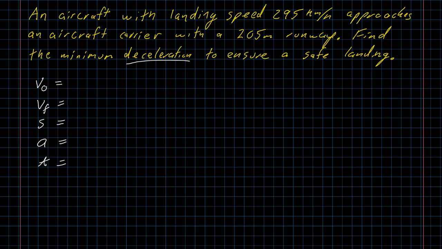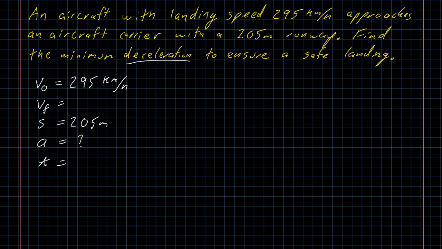Right, but I know I'm dealing with kinematics, so I write down the five variables that we commonly come across, and I start trying to fill things in. The aircraft is approaching with its landing speed of 295 kilometers per hour. The runway, the distance we have to move in, is 205 meters. The acceleration is unknown. That's the thing we're trying to solve for, is acceleration.